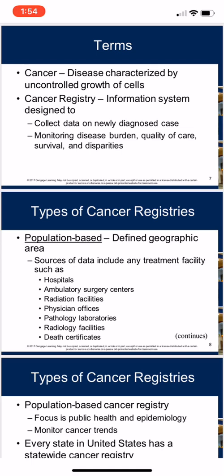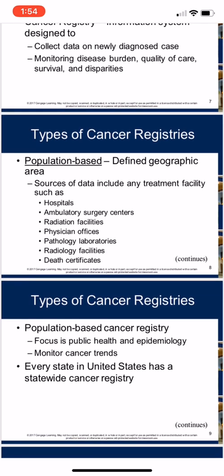All right, so let's talk about the different types of registry. The first one we're talking about is our population-based. It is based on a defined geographic area. It collects data on all newly diagnosed cancer cases in the population of that defined geographic area, which could be a state, a region, or a country.